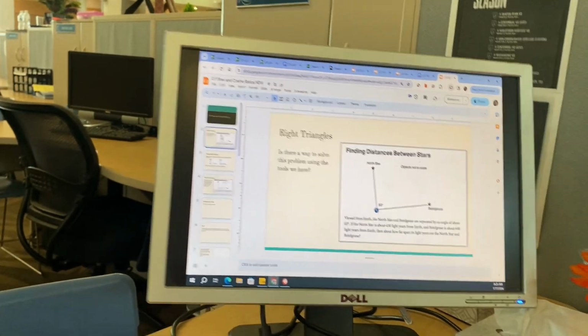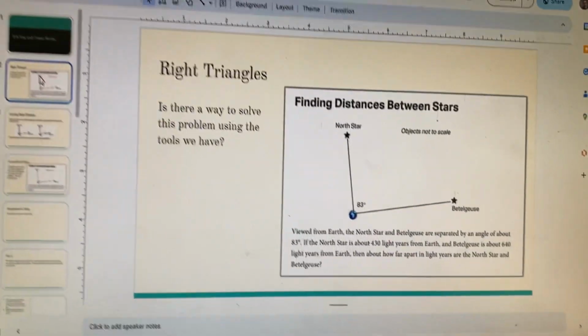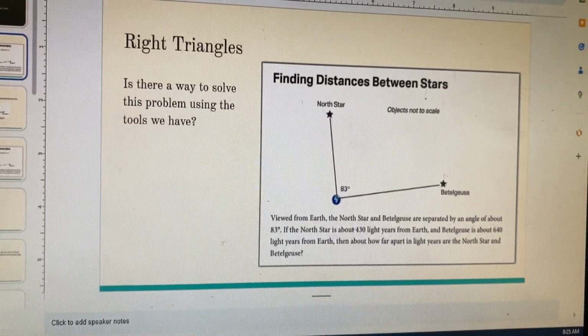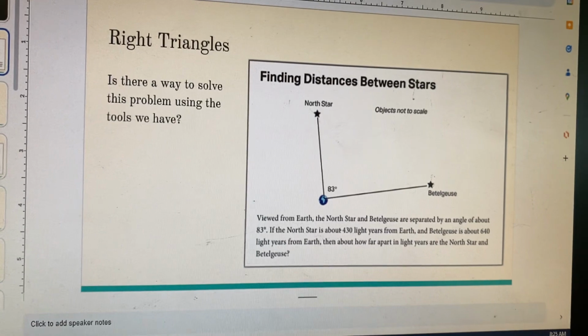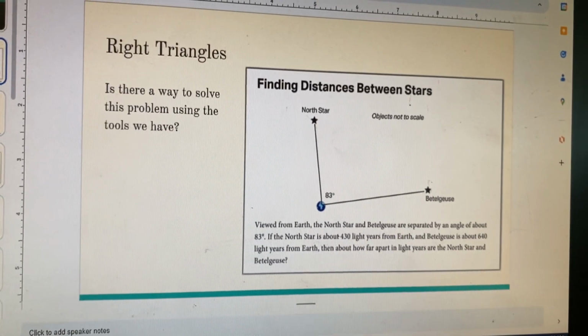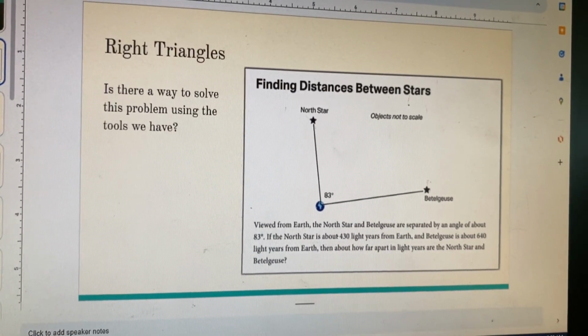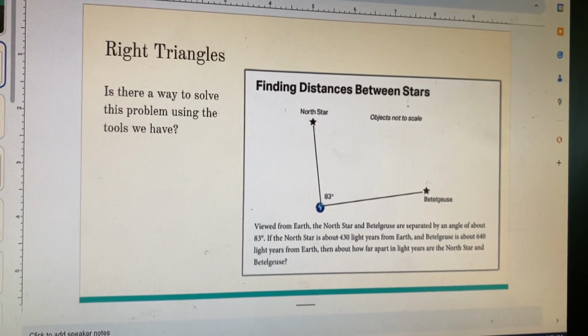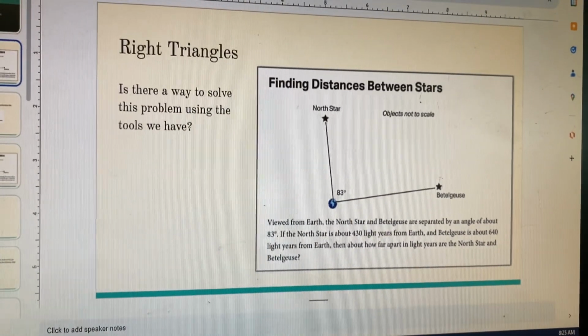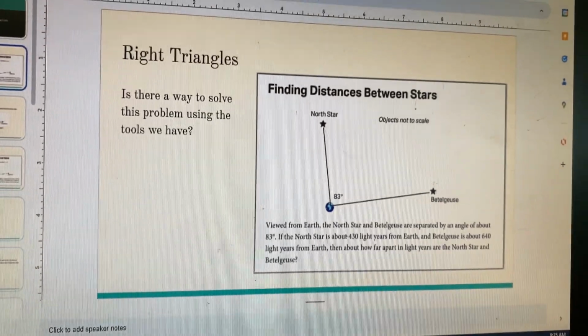You come up here on this problem right here, and it says, viewed from the Earth, the North Star and Betelgeuse are separated by an angle of about 83 degrees. If the North Star is 430 light years from Earth and Betelgeuse is about 640 light years from Earth, about how far apart in light years are the North Star and Betelgeuse? And what we're supposed to think about is there a way to solve this problem using the tools we have?